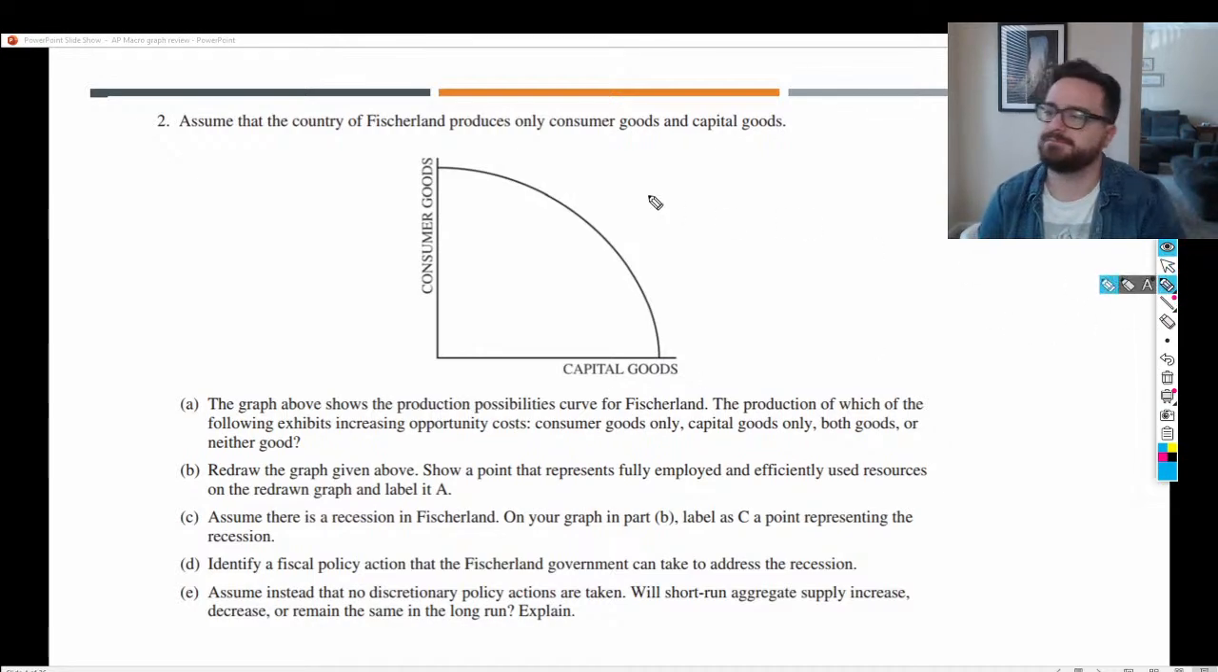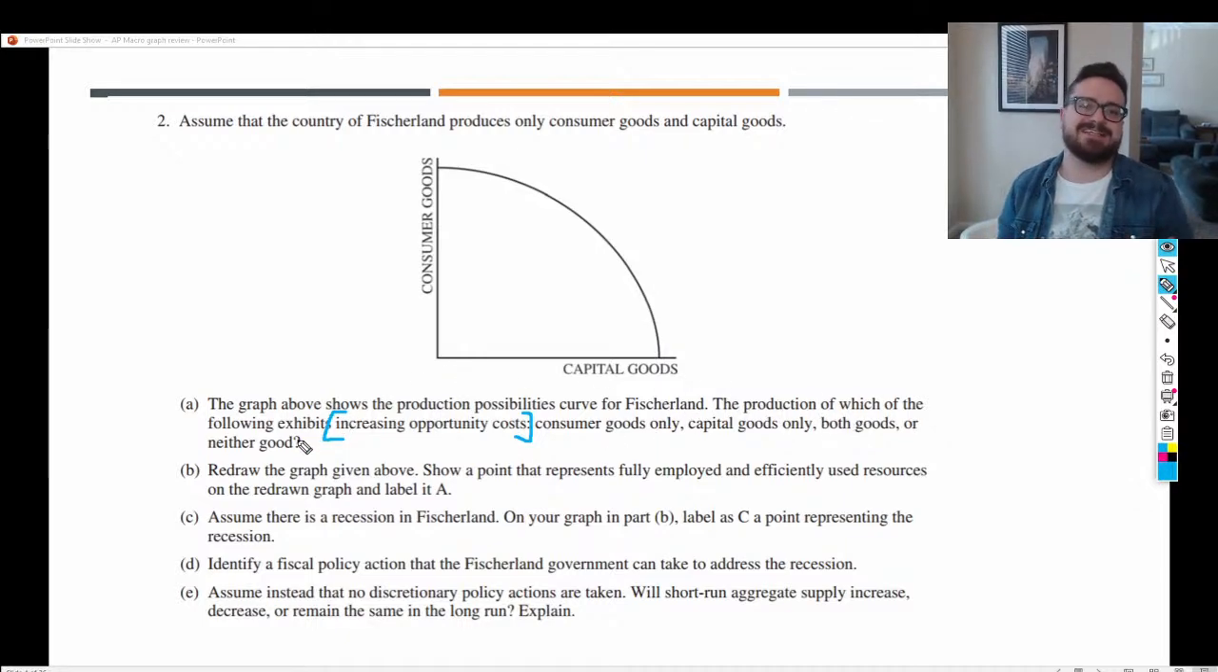Okay. So consumer and capital goods, no numbers are given here. The graph shows the PPC for Fisherland. The production of which of the following exhibits increasing opportunity cost? So it's telling you it's got increasing opportunity cost. Good, it does. But is it the production of consumer goods, capital goods, both, or neither? This is a classic AP exam trick, where they know you know it's increasing opportunity costs, but of which? And you're like, what? But it's just both.